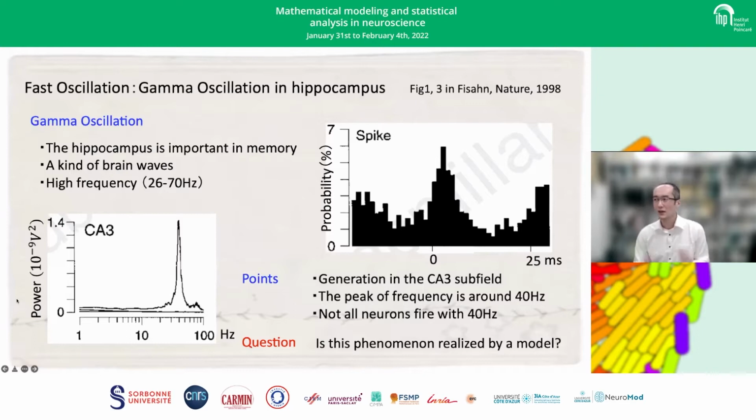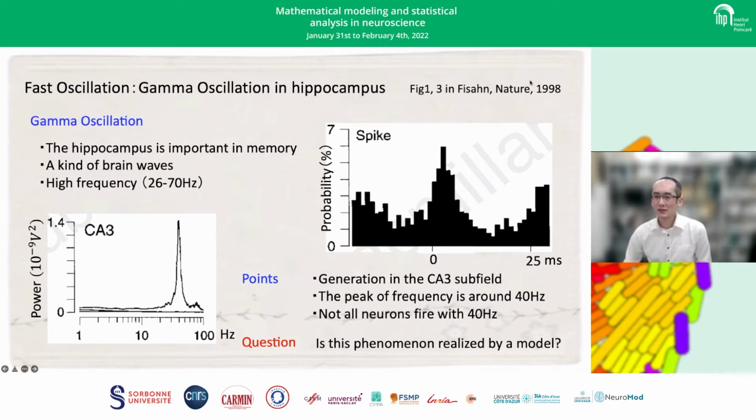Let's get started. This is the background of my research. Please remember the term gamma oscillation in the hippocampus. Maybe everybody knows the hippocampus is important for humans because it is associated with memory. Gamma oscillation is a kind of brain wave. Maybe you know alpha waves and beta waves, but they're similar. The typical property of gamma oscillation is its high frequency. Some research says the frequency is around 26 to 70 hertz. This is a high frequency compared with alpha and beta waves.